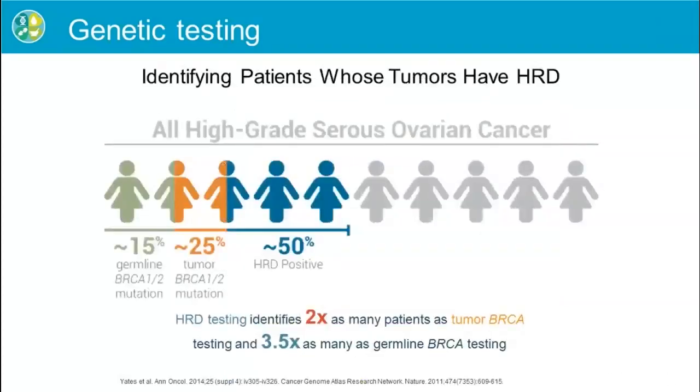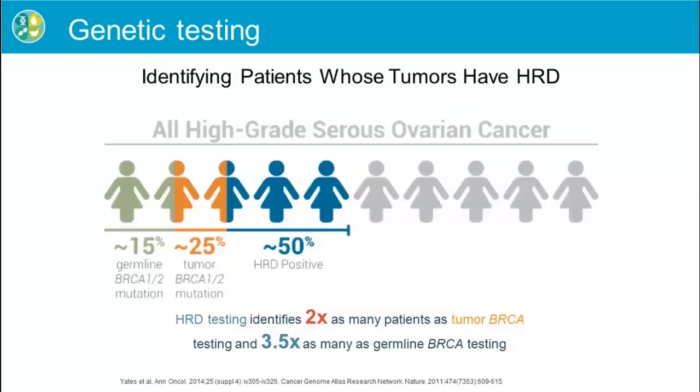If we look at this sort of graph, which is using a female figure for risk, this is looking at all high-grade serous ovarian cancer. Each of these figures represents 10% of patients. What you can see on the left in the green is that about 15%, so 1.5 of the little dolls, will have a germline BRCA1 or 2 mutation. We saw that from the pie chart.